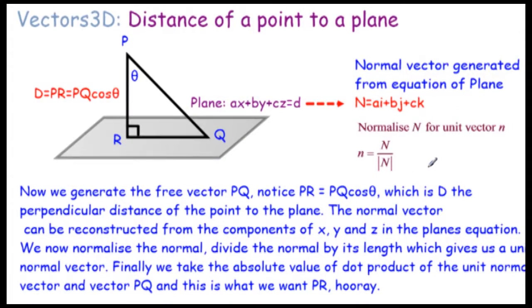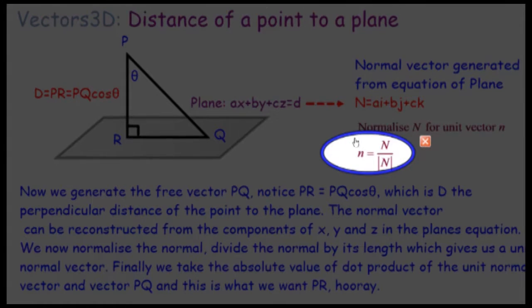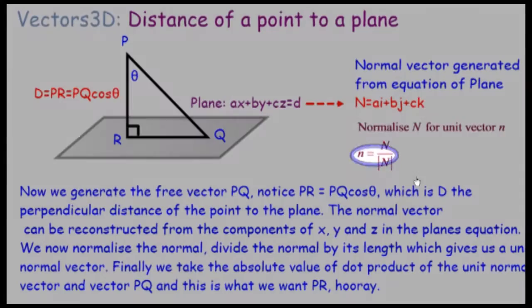Now, with the normal, we have to normalize it. What does normalize mean? Well, normalize just means you create a unit vector from the normal. You divide it by its length. That's another fancy way of saying just get the vector and divide it by its length. That turns the big N into a little n, which is a unit vector in the direction of the normal.